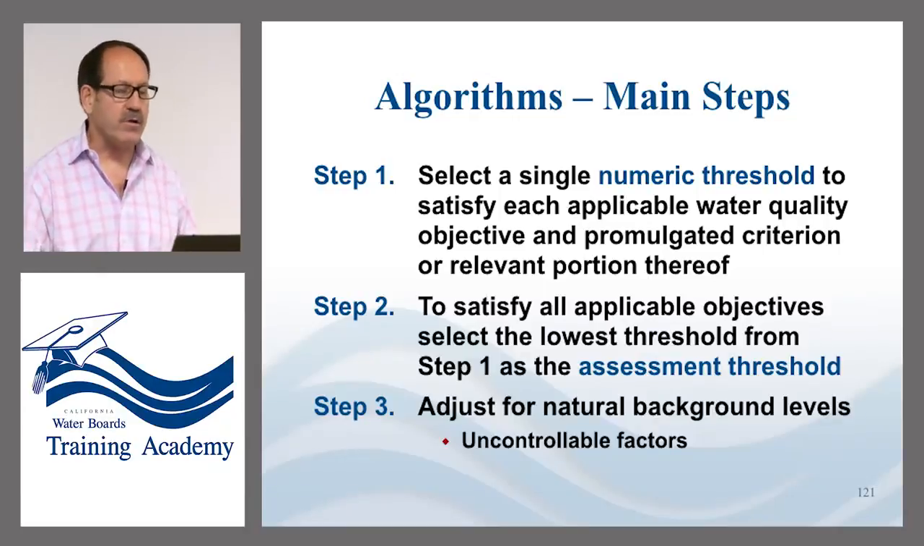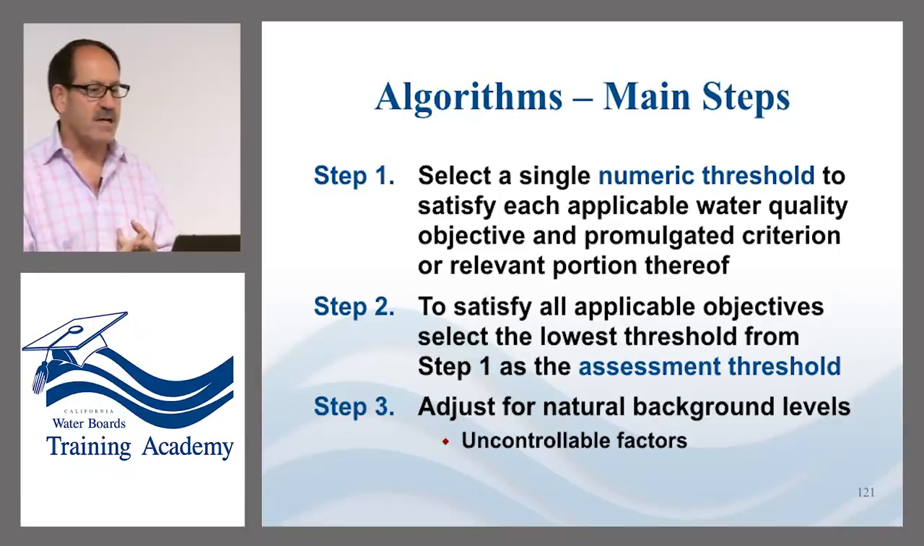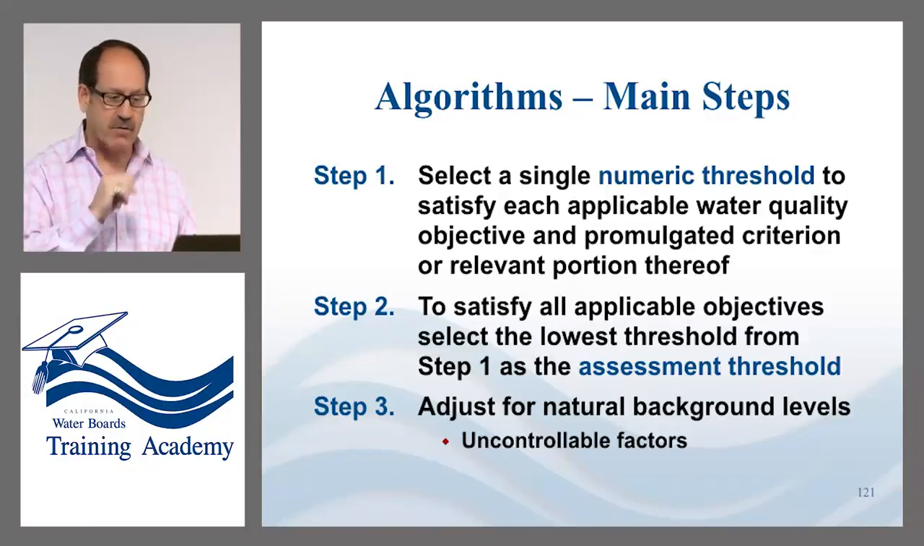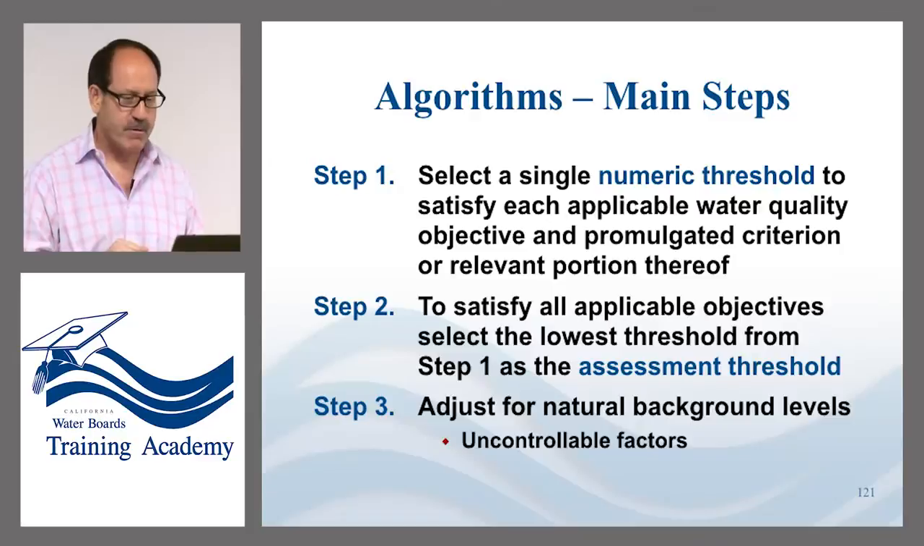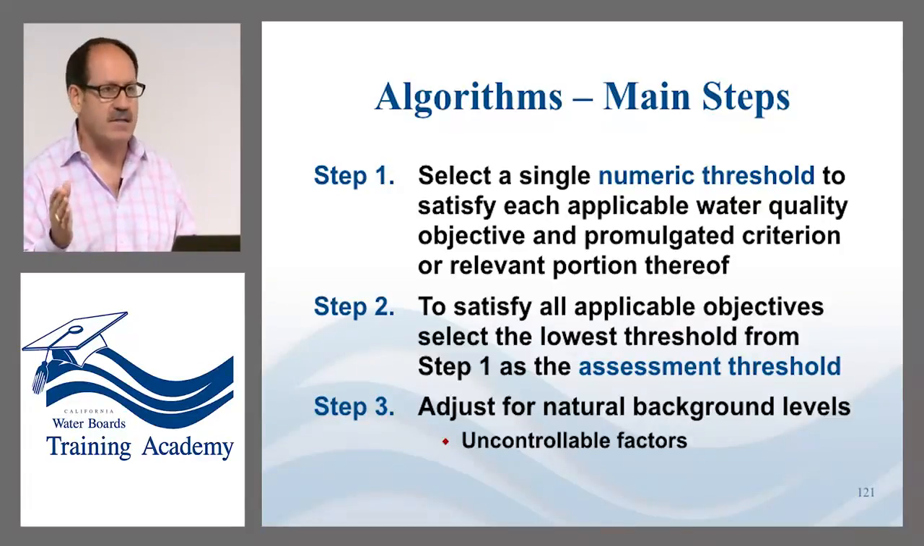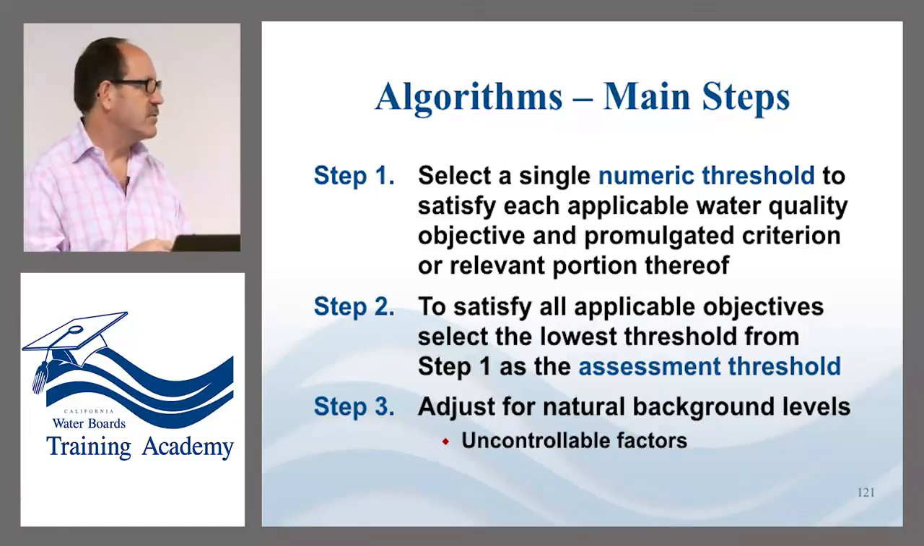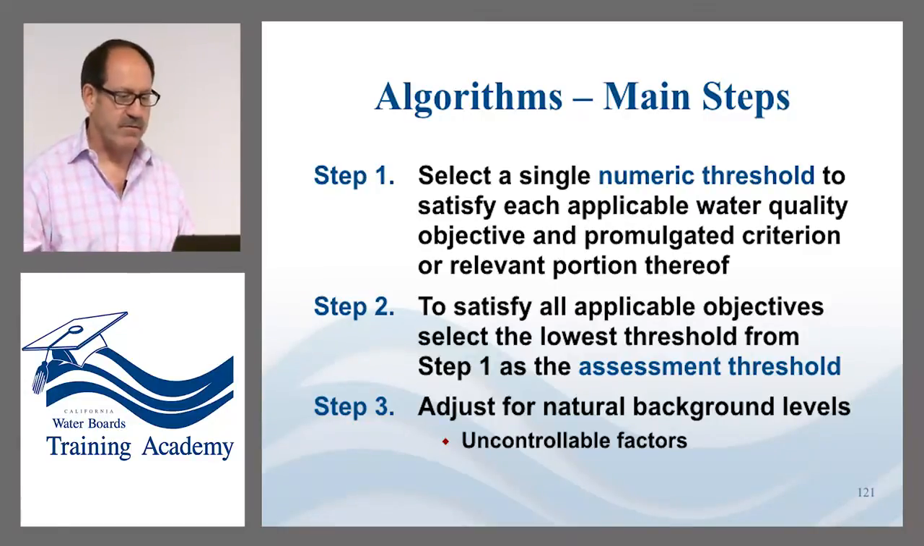So in the algorithms, there are 3 main steps. The first step is selecting a single numeric threshold to satisfy each applicable water quality objective and promulgated criterion or relevant portion thereof. I'll get to relevant portion a little bit later. Well, as an example, toxicity. Is it aquatic life? Is it human health? Is it plants? Those might be different portions of the toxicity objective.